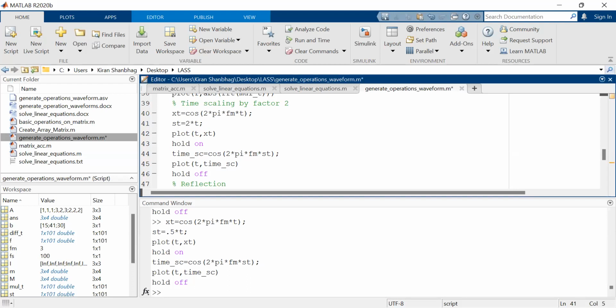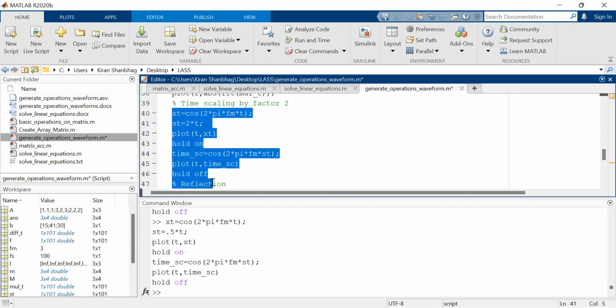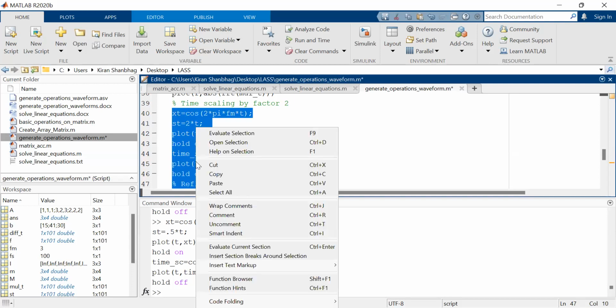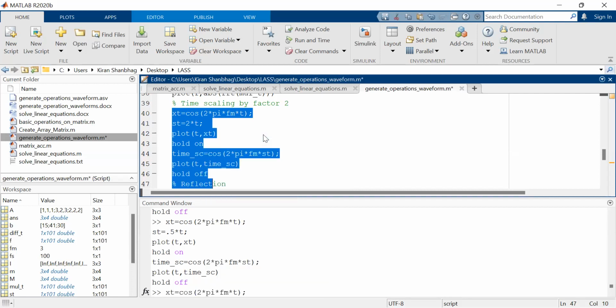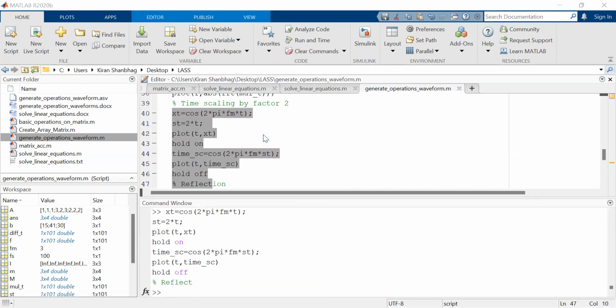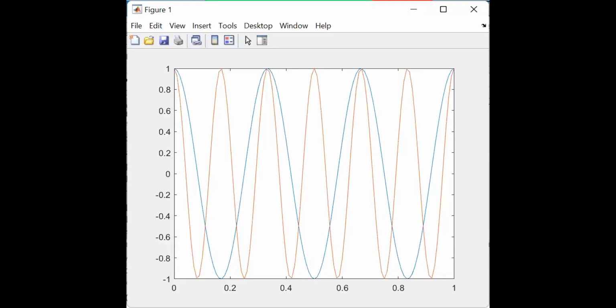So yes, you can make your guess. Let us run and see what's going to happen now. Let me run this thing and see what's going to happen now. So scaling by a factor 0.5 actually stretches the signal. Scaling by a factor 2 has actually compressed the signal. You can see the number of cycles have doubled now.